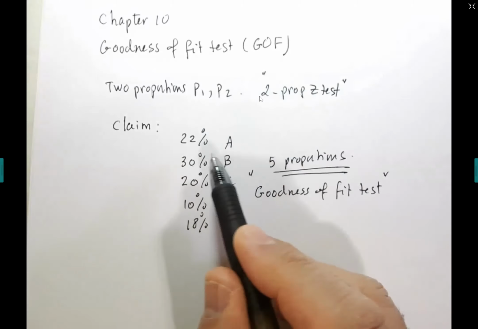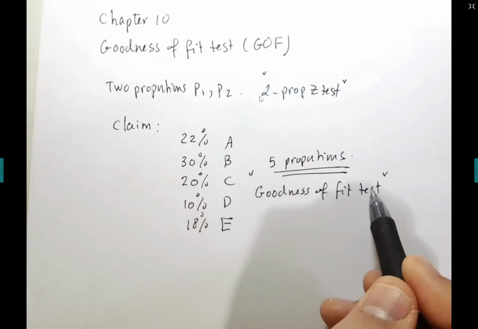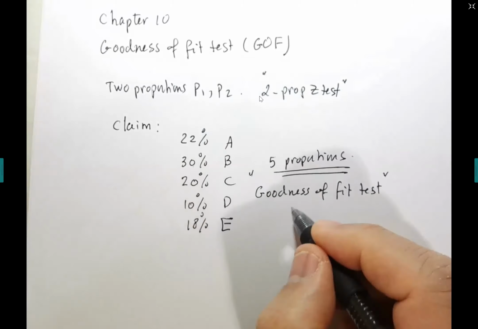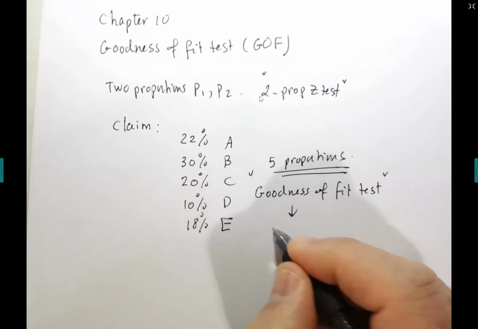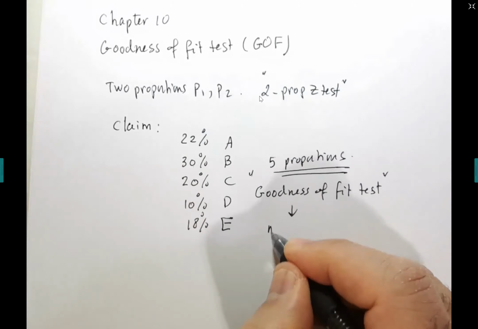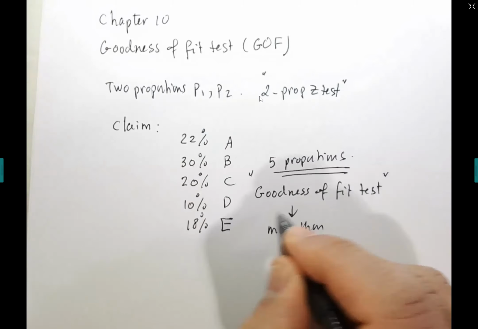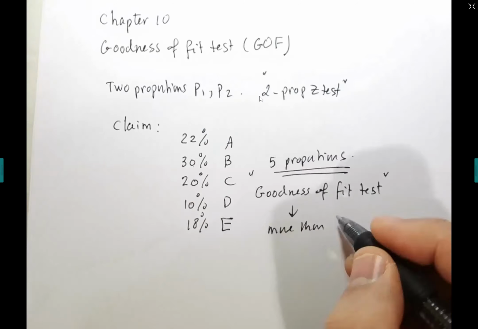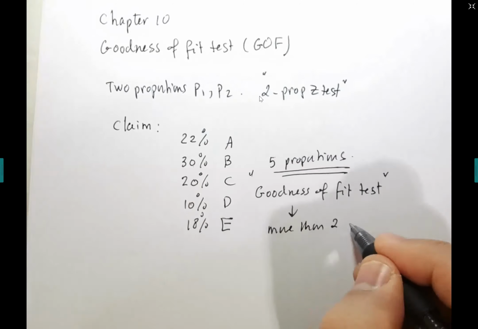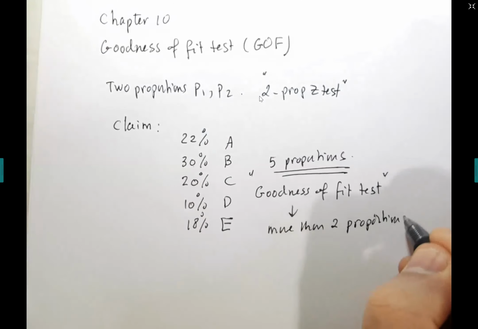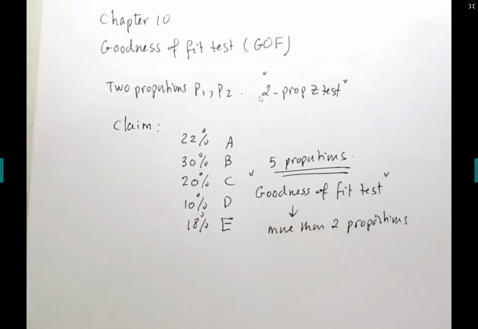So can we agree that this goodness of fit test can be used when we have more than 2 proportions? With 2, you go to the two proportion Z test. More than 2, you have to go to goodness of fit. More than 2 proportions, or if you want to say 3 or more. So this is when you use the goodness of fit test.